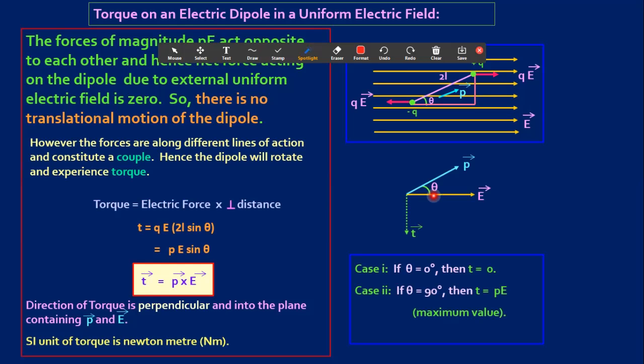We are now discussing some special cases for torque. If theta is 0, then tau is equal to 0. If theta is equal to 90 degrees, then tau becomes PE, and it is the maximum value of torque in the electric field due to electric dipole moment. And for theta equal to 180 degrees, sine theta is 0, then tau is equal to 0.